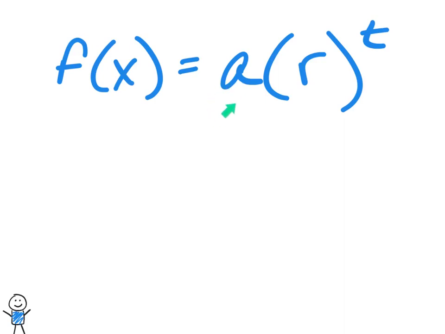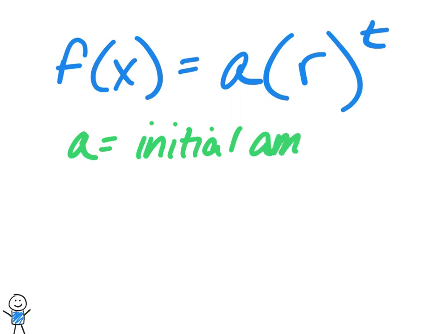A, this number in the very front, A represents the initial amount. Basically, it's whatever we start with. It could be the amount of money in a bank account. It could be the number of bugs in a particular population. A is wherever we start with.